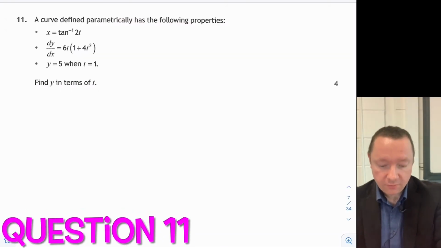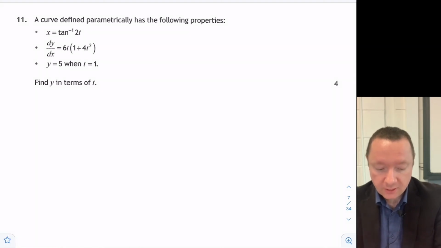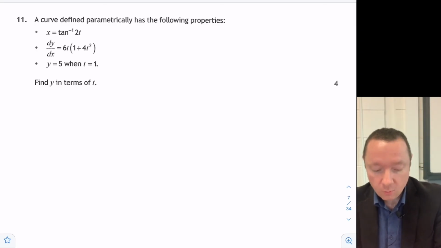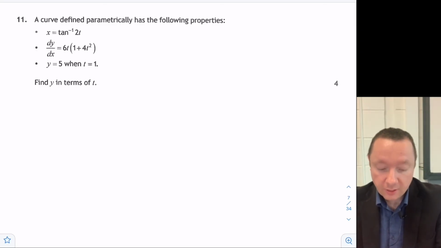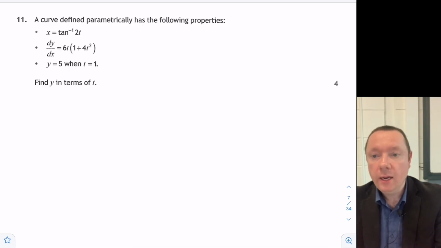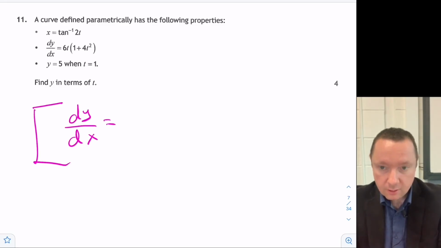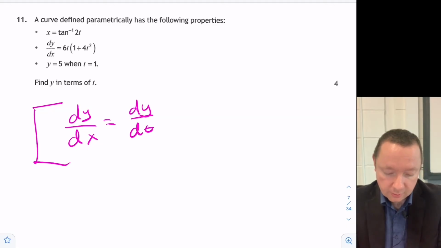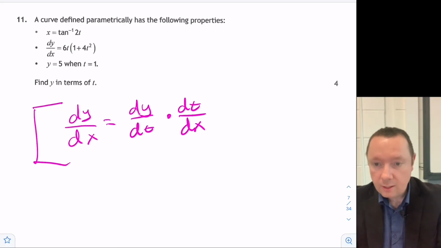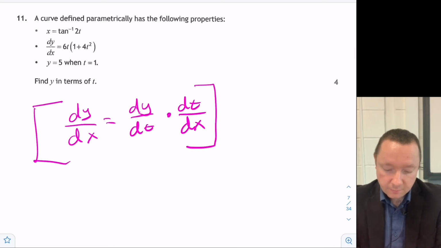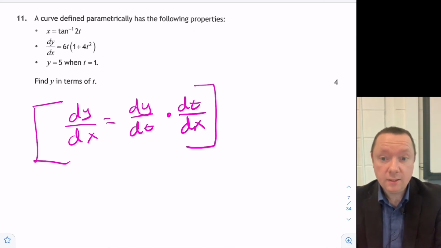Question 11. A curve is defined parametrically, which has the following properties. x is inverse tan of 2t. dy by dx is 6t over 1 plus 4t squared, and we've got y equals 5 when t equals 1. Okay, this is very interesting, but recall parametrically, dy by dx is just dy by dt times dt by dx. Now, let's start off by looking at dx by dt, which means we can get dt by dx.